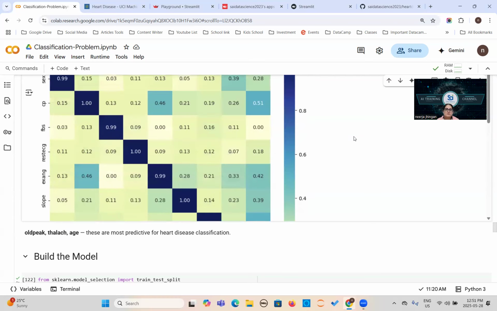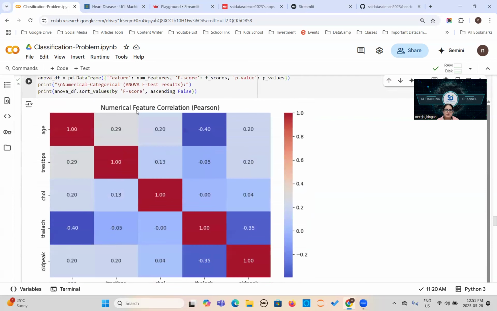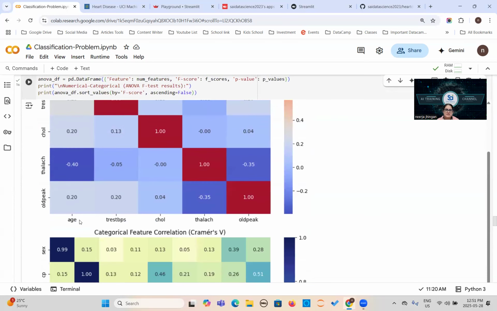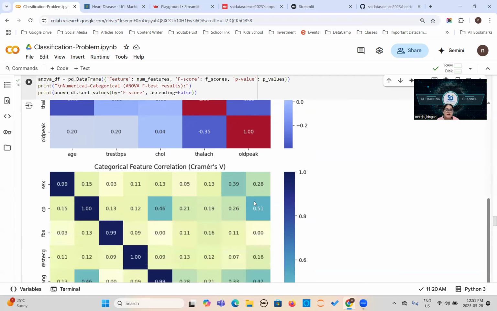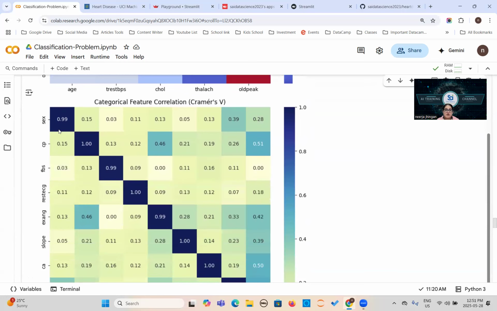Okay, I will now show you the heat map. This is the numerical feature correlation. So look at this, age is 20%, right? Highly associated. And then this is your blood pressure. This is cholesterol, very less, right? Thyroid is negatively correlated. This old peak is 100%, associated. And then here, as I told you, the value is between 0 and 1. So 0.99 means it is close to 1, so this is highly associated with the target feature.